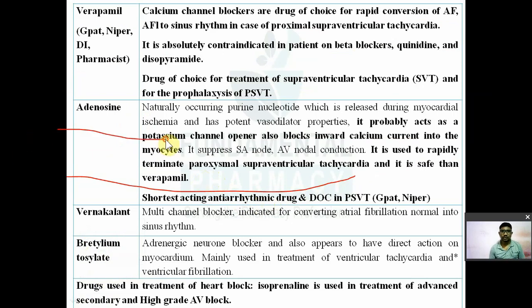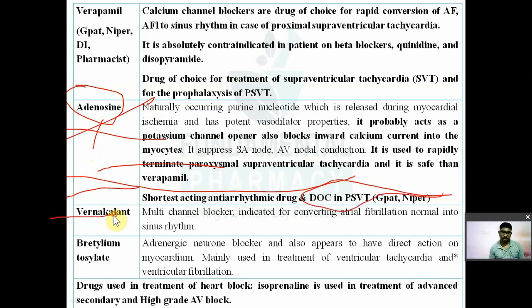So adenosine is a naturally occurring nucleoside which is released normally in case of ischemia. It is a potassium channel opener, calcium channel blocker, used as a drug of choice for the treatment of paroxysmal supraventricular tachycardia, and it has the shortest duration of action. It is the shortest acting anti-arrhythmic drug. Longest acting कौन है? Amiodarone is the longest acting. Short acting कौन है? Adenosine is shortest acting. Drug of choice in paroxysmal supraventricular tachycardia.